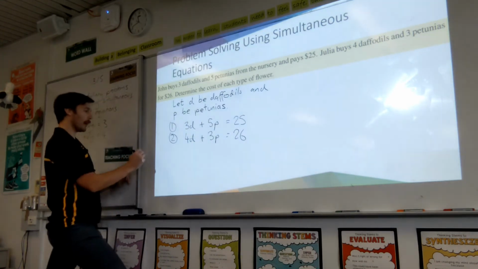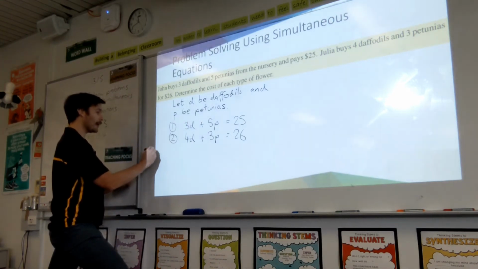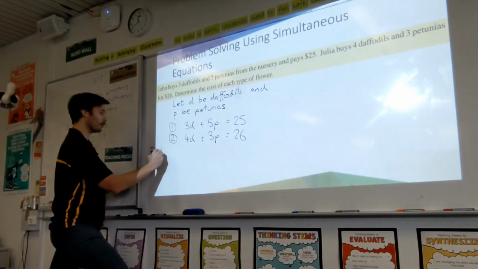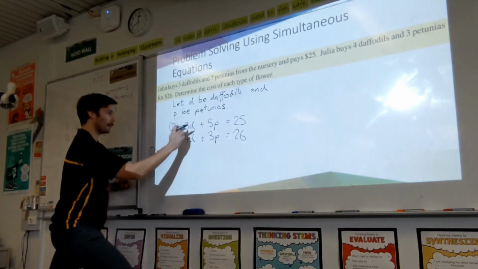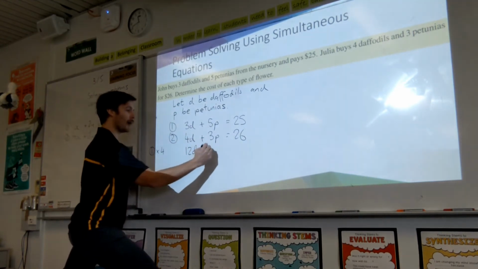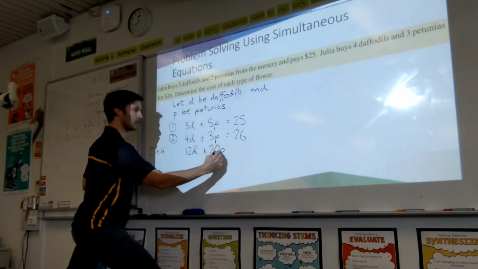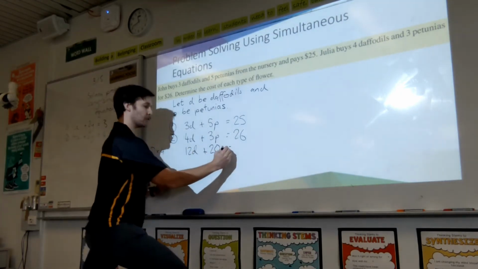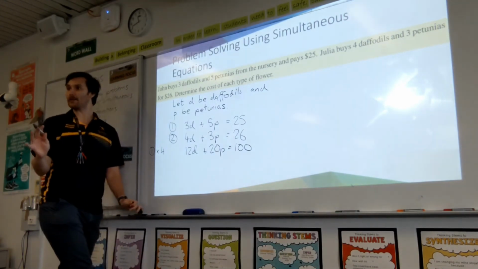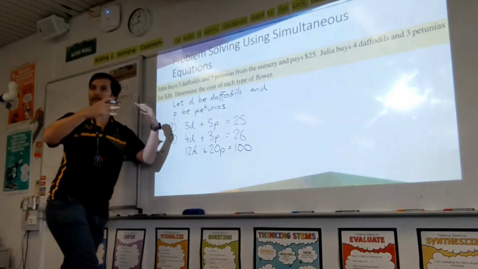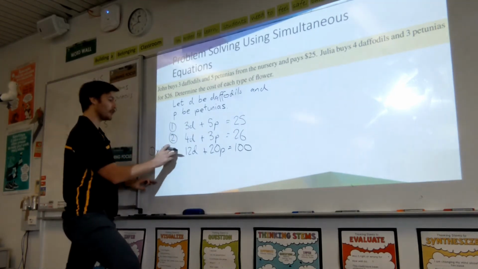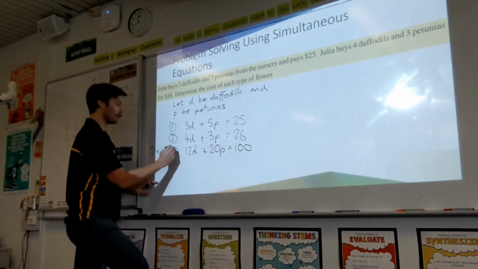So I'm going to say equation 1 times 4. That would give me 12D plus 20P is equal to 100. I've not changed anything about the equation because I've multiplied everything by the same amount. It's still got the same relationship. It's still in proportion. I'm going to give this a new name now. I'm going to call that equation 3.